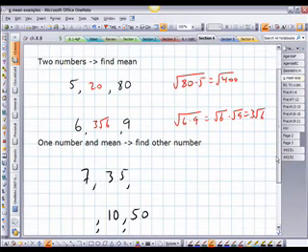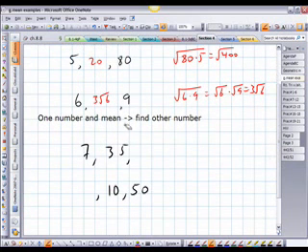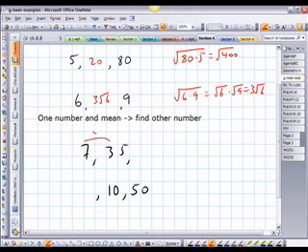Now, in this case, we're given a number and a mean, and you want to find the other number. Now, you can use the geometric mean formula, but it's easier if you think about the idea that to go from one value to another, you're multiplying by the same amount as going from the mean to the other value. So to go from 7 to 35, you multiply by 5. So to go from 35 to the other number, you also have to multiply by 5.